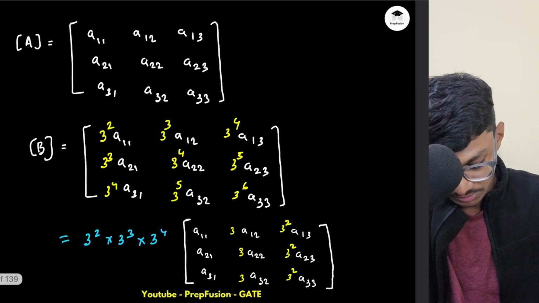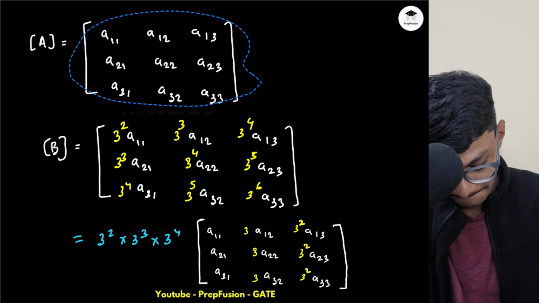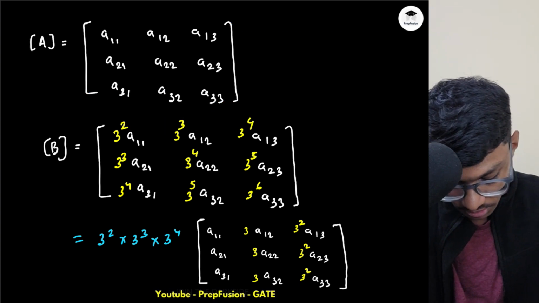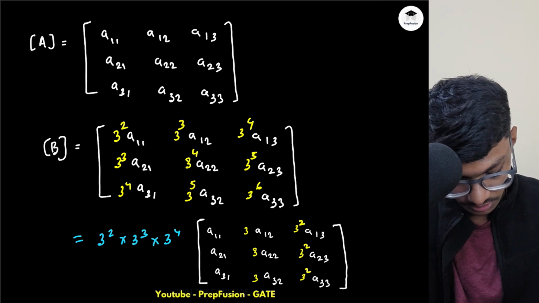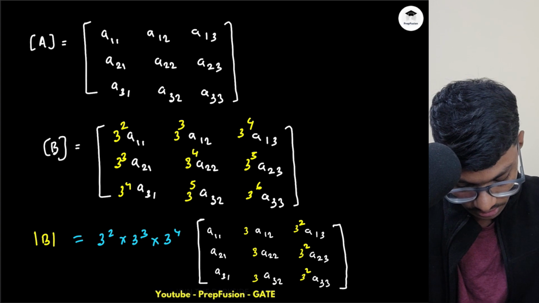So let me go to the next page. So I should copy this whole thing. Okay, this is actually not a matrix. This is a determinant now. So determinant of B I should write, else you will get confused.